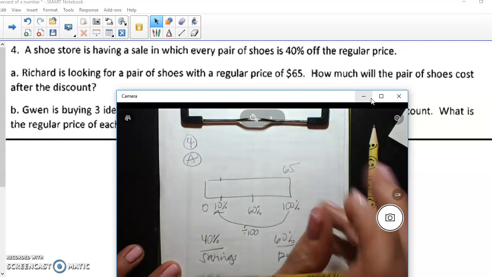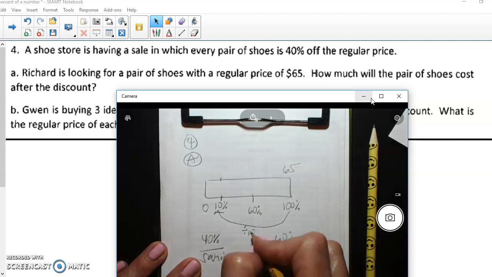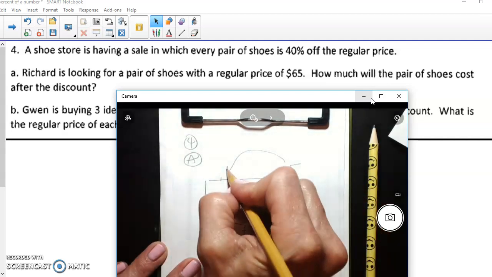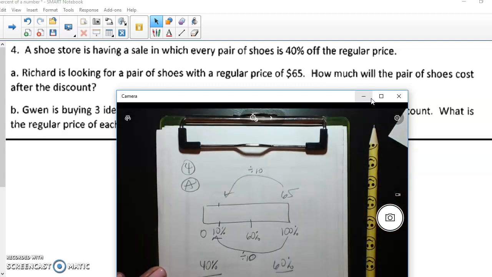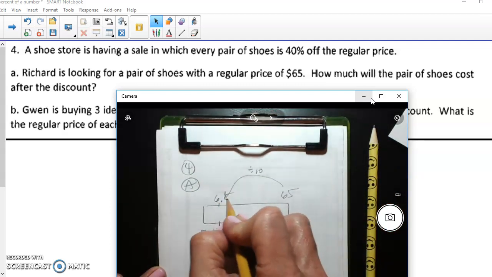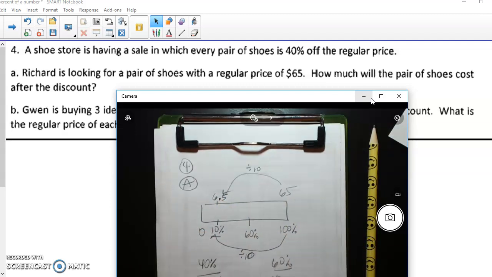65 divided by... did I do that again? Not by 100, but divided by 10. I'm sorry. If you divide by 10, then you will get $6.50. So that's 10%.